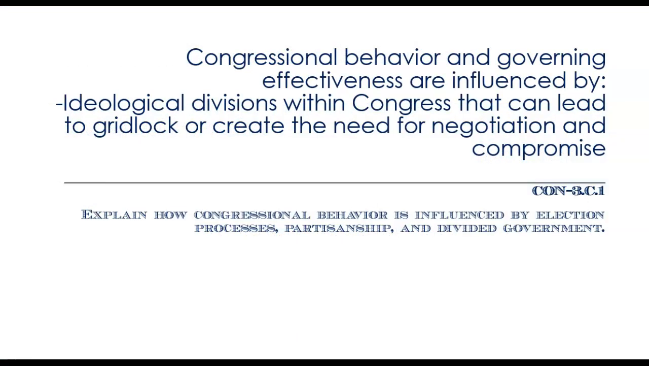All right, next we're going to talk about congressional behavior and governing effectiveness, and how they're influenced by ideological divisions within Congress that can lead to gridlock and create the need for negotiations and compromise. Basically just talking about whether or not different sides work together, or they decide not to, and how it creates gridlock and wasted time and how things never get done. We're going to talk about how they can effectively work together to actually get things accomplished.